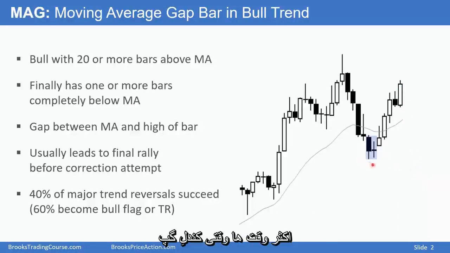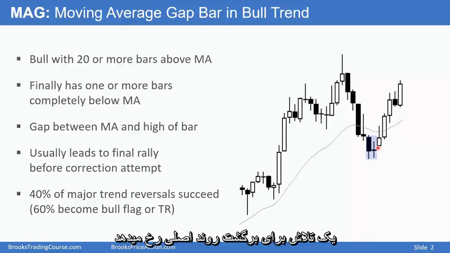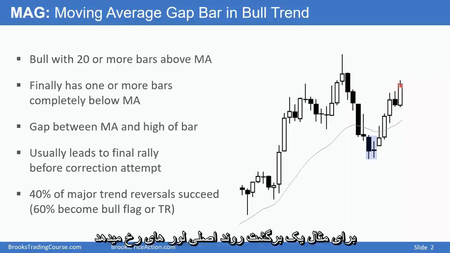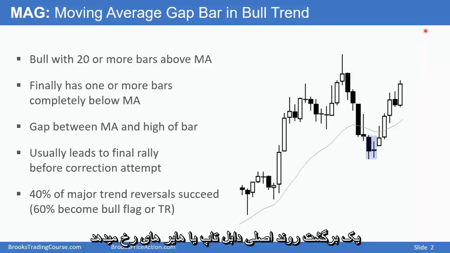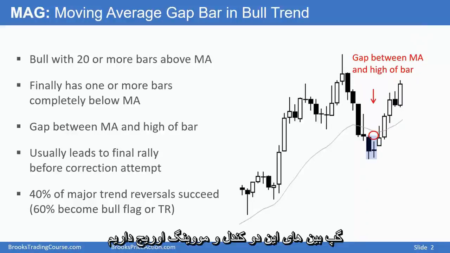Most of the time, when you get gap bars late in a bull trend, 20 or more bars into a bull trend, you get an attempt at a major trend reversal after the bull trend resumes. For example, a lower high major trend reversal, a double top, or a higher high major trend reversal. Gap between the high of those 2 bars and the moving average.